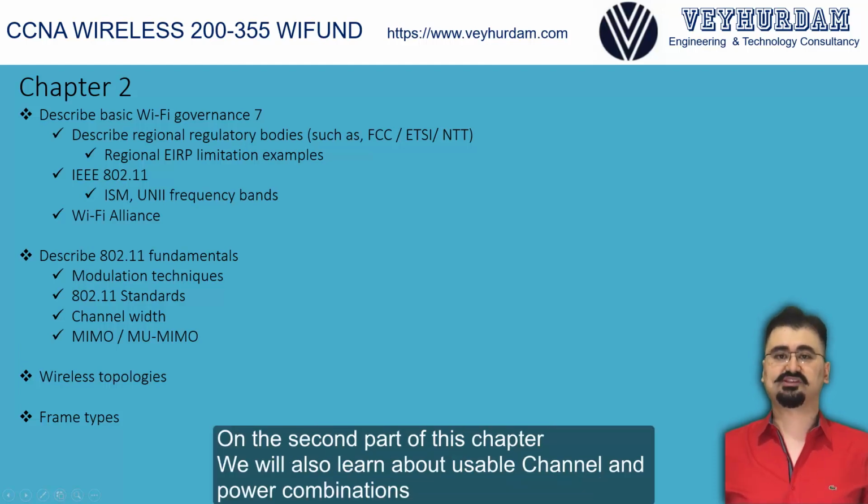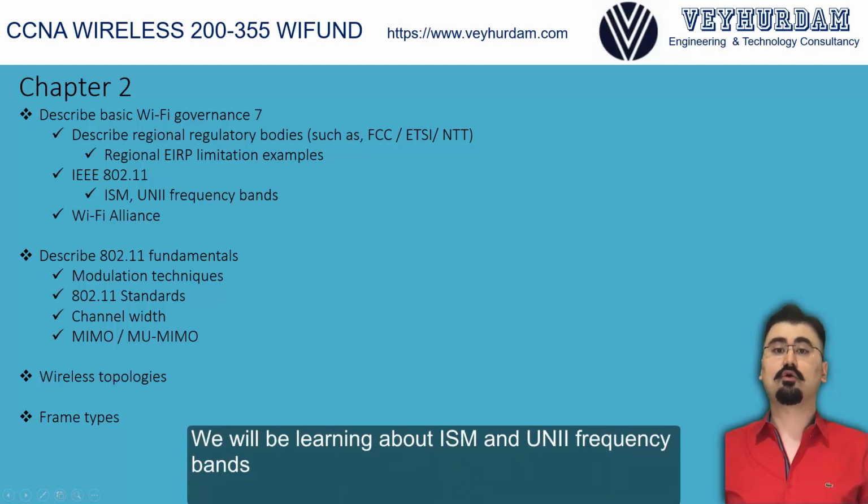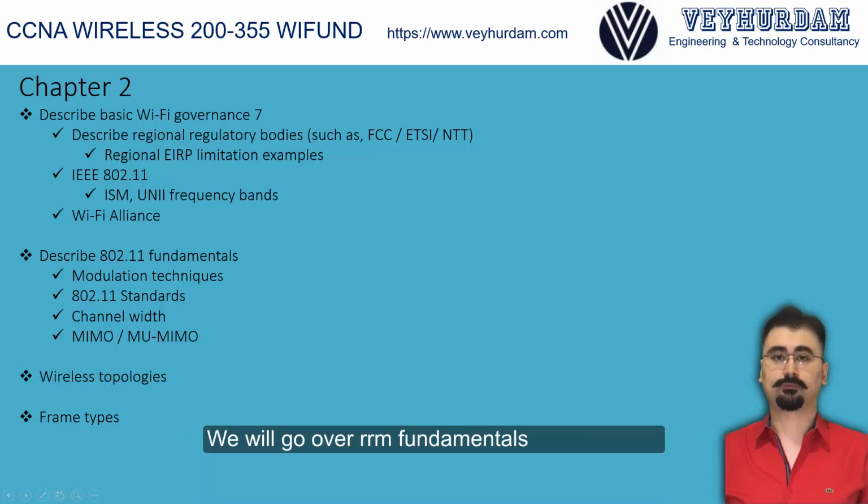In the second part of this chapter, we will also learn about usable channel and power combinations. We already learned about EIRP in the first chapter. We will learn its limitations. We will be learning about ISM and U-NII frequency bands. We will go over RRM fundamentals.